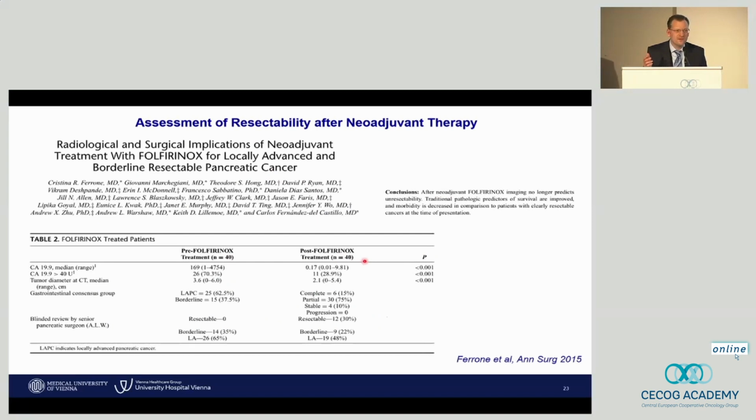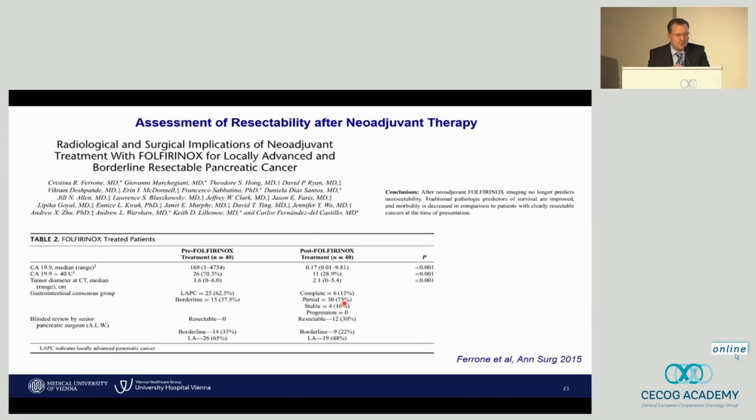What happens after neoadjuvant therapy with resectability? This is a study from Boston, the Massachusetts General Hospital, where they retrospectively analyzed the imaging of patients after neoadjuvant therapy who were successfully resected. And the majority of these patients, their tumors, were considered unresectable by the most senior pancreatic surgeon. And this is also the experience in major pancreatic centers around the world.